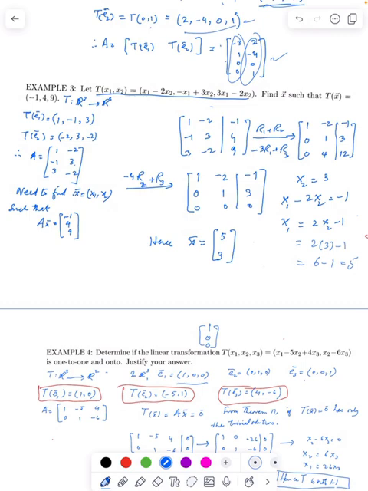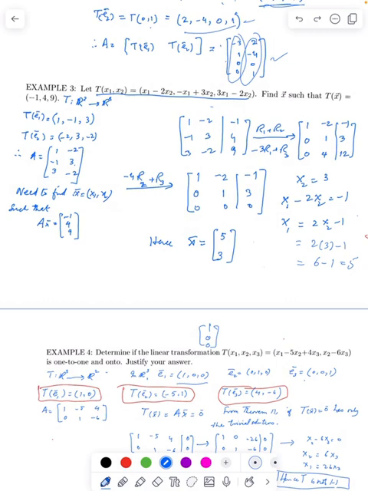So example 3: let the transformation be defined by this relation. The question is asking us to find a vector x such that T of x equals (-1, 4, 9). In other words, the vector x is mapped onto the vector (-1, 4, 9). Okay, so how do we do it?